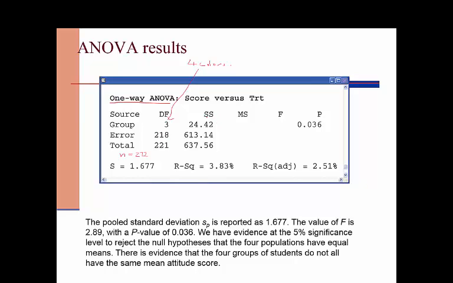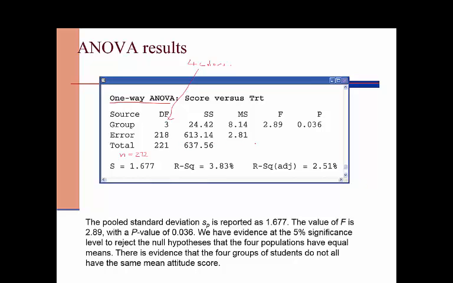All right. And when you divide 24.42, the sum of squares, by 3, you get 8.14. And when you divide 613.14 by 218, you get 2.81. Okay, and MS group, MSG, divided by MSE is the F value. So 8.14 divided by 2.81 is 2.89. Now you go to Minitab, plug in 2.89 to find out that the p-value is 0.04.